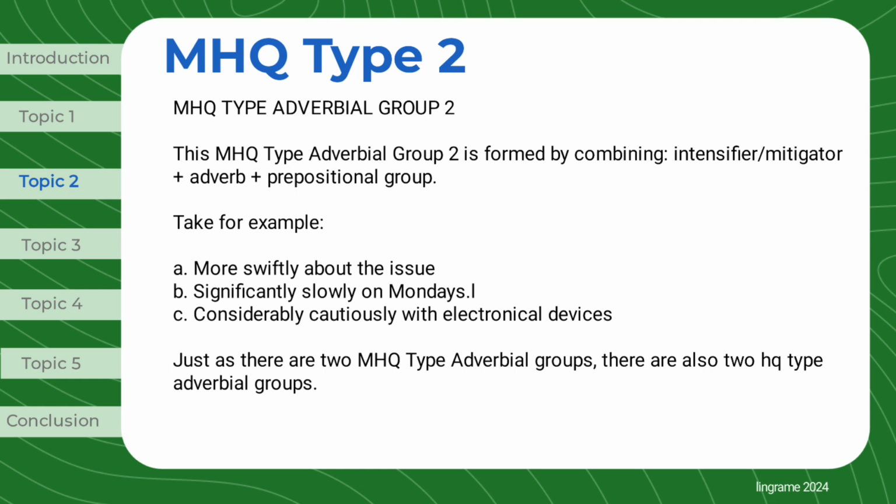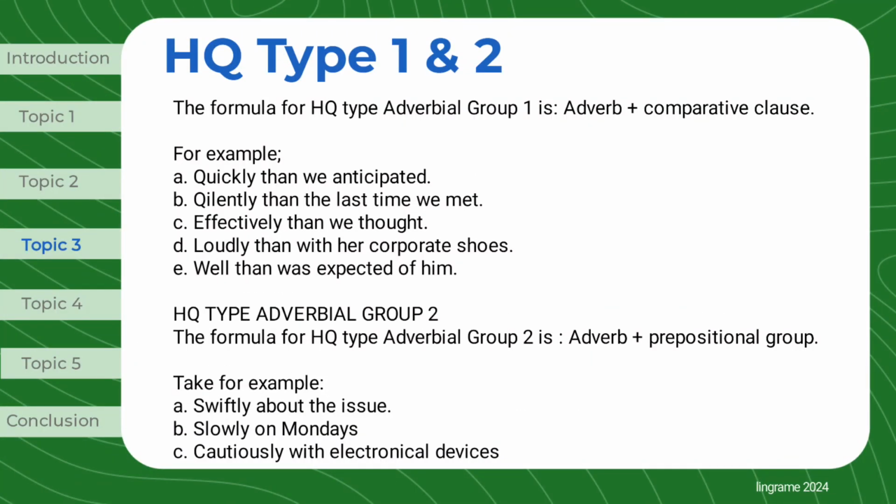Just as there are two MHQ-type adverbial groups, there are also two HQ-type adverbial groups. HQ-type adverbial group 1. The formula for HQ-type adverbial group 1 is adverb plus comparative clause. For example, quickly than we anticipated, silently than the last time we met, effectively than we thought, loudly than with her corporate shoes, well than was expected of him.